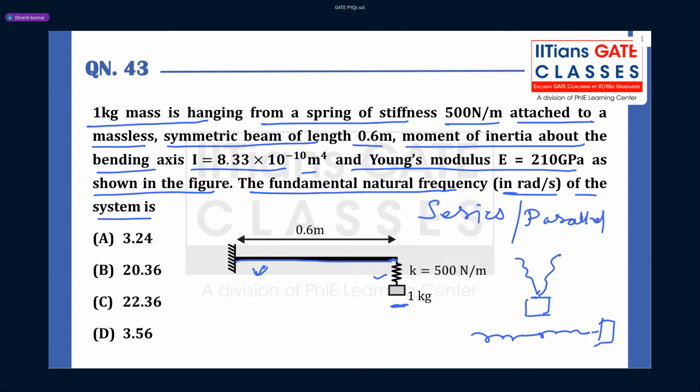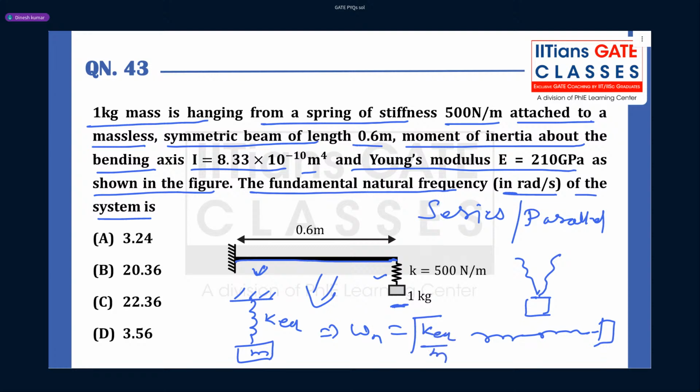Now guys, we already know how to solve this problem. What they ask in this question is the fundamental natural frequency of the system. Now suppose I make an equivalent spring mass system of this, where you have a spring K equivalent and then mass. So what will be natural frequency for this simple system? Omega n will be under root K equivalent by M.